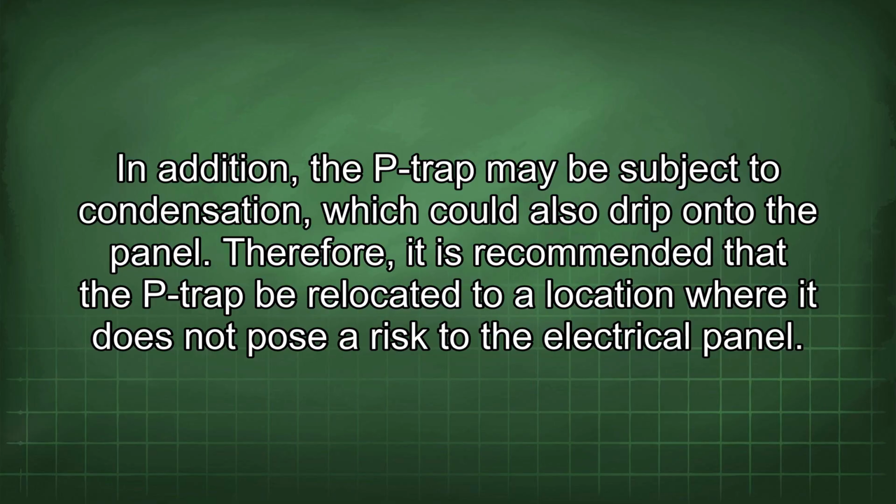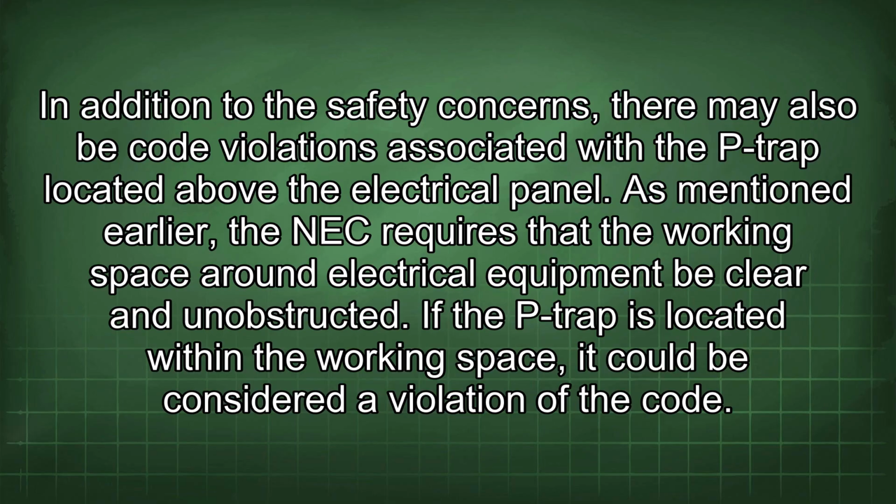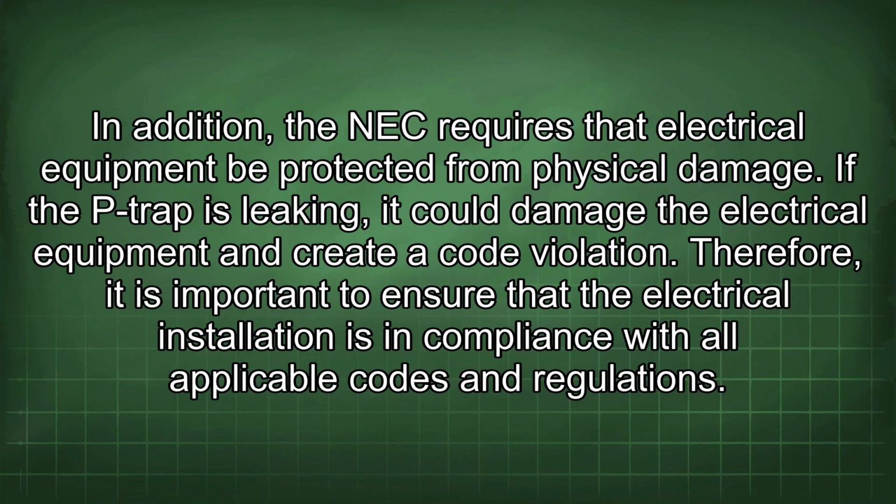Therefore, it is recommended that the P-trap be relocated to a location where it does not pose a risk to the electrical panel. In addition to the safety concerns, there may also be code violations associated with the P-trap located above the electrical panel. As mentioned earlier, the NEC requires that the working space around electrical equipment be clear and unobstructed. If the P-trap is located within the working space, it could be considered a violation of the code. In addition, the NEC requires that electrical equipment be protected from physical damage. If the P-trap is leaking, it could damage the electrical equipment and create a code violation. Therefore, it is important to ensure that the electrical installation is in compliance with all applicable codes and regulations.